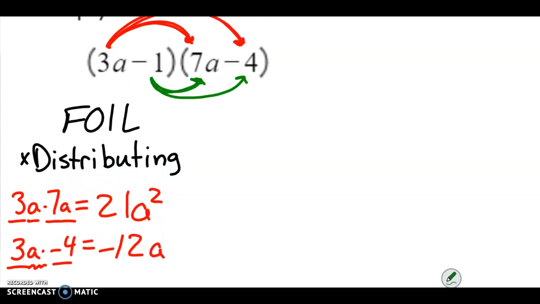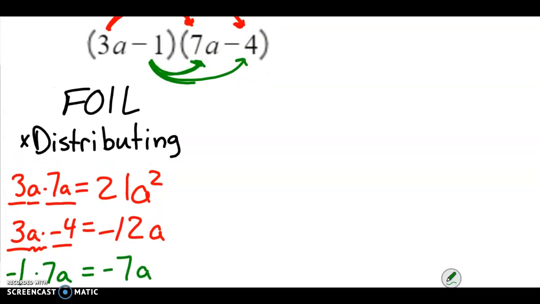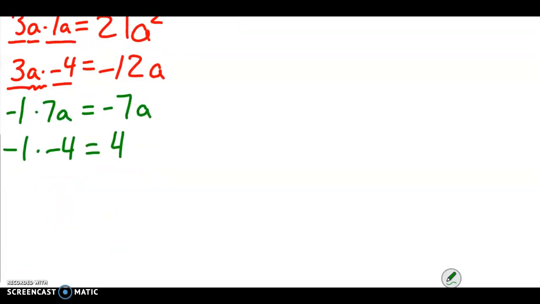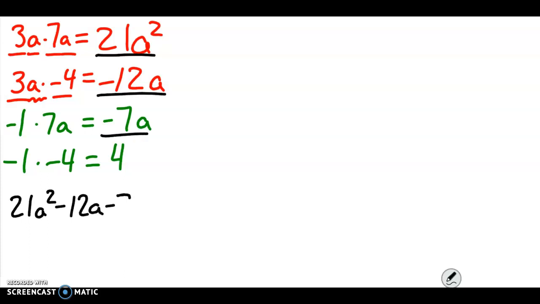Negative 1 times 7a is going to equal negative 7a. And then negative 1 times negative 4 is going to give us positive 4. So now we've got 21a squared minus 12a minus 7a plus 4.